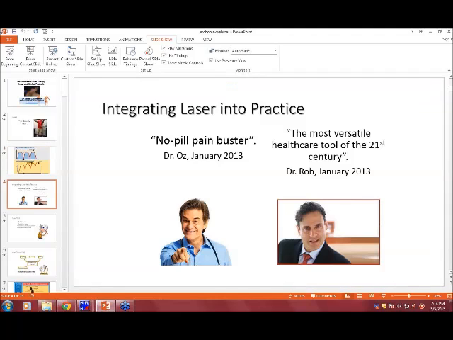Both have their place. Well, integrating laser into a practice, everybody knows Dr.